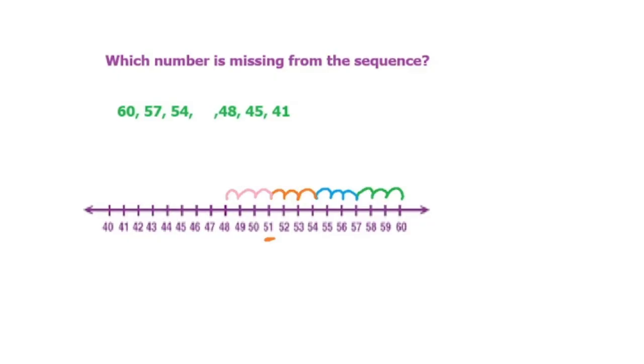So let's write that in. 51 is the missing number from the sequence. And you don't always need to use a number line.